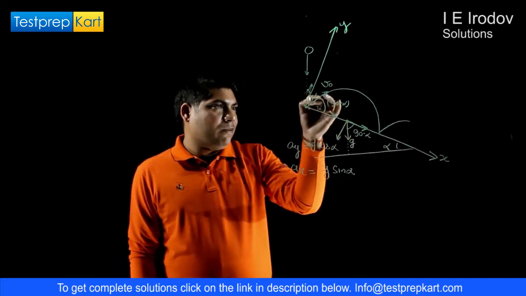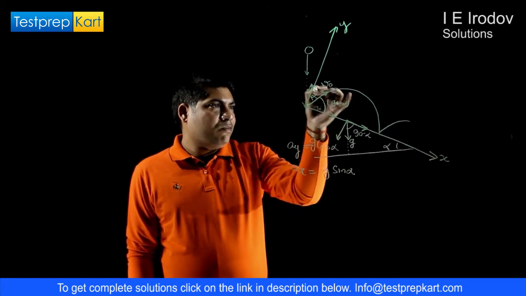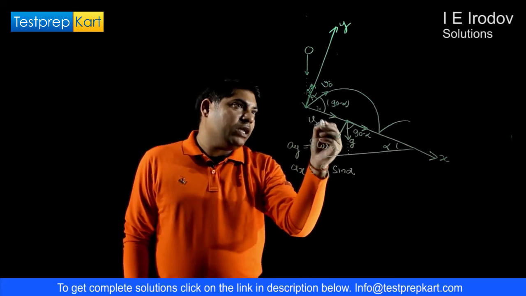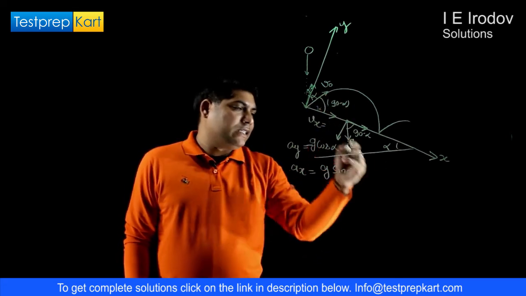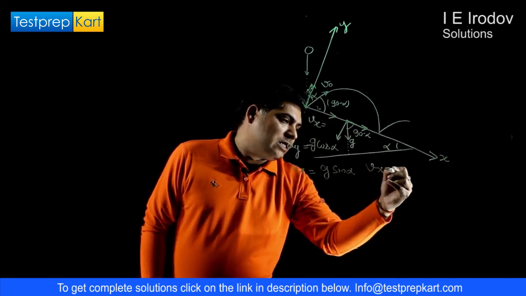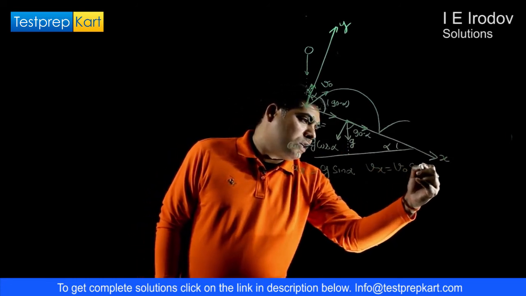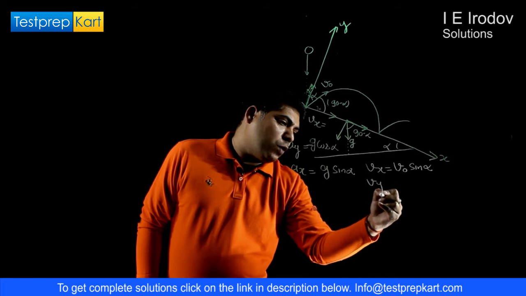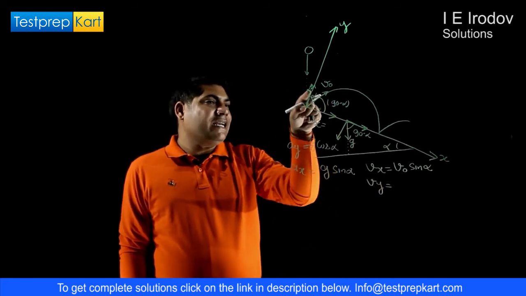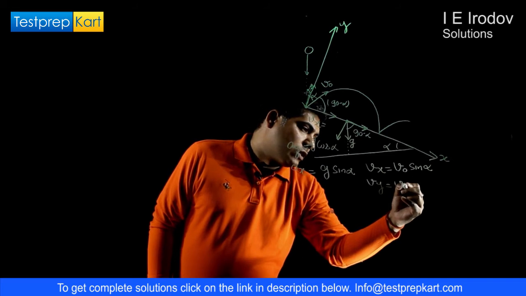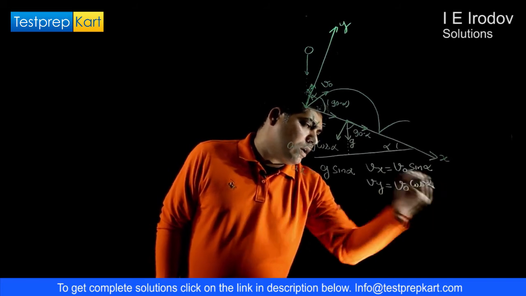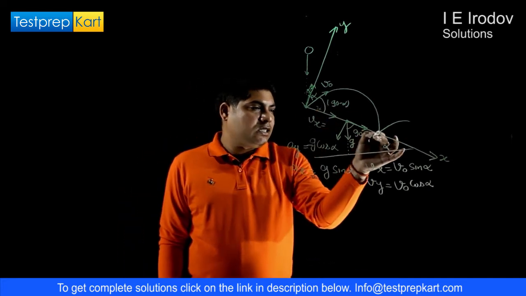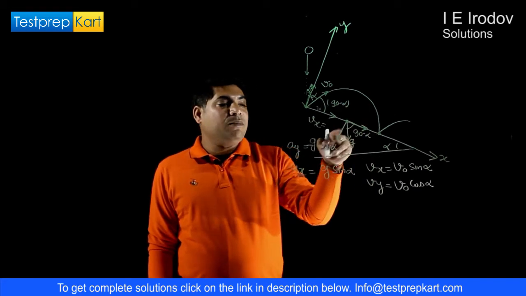So let's see the velocity components. There are two components. From this you can see Vx would be V naught cos 90 minus alpha, that is equal to V naught sine alpha, and similarly Vy is V naught sine 90 minus alpha, that is V naught cos alpha. So let's assume that this ball strikes this plane again after a time interval t.